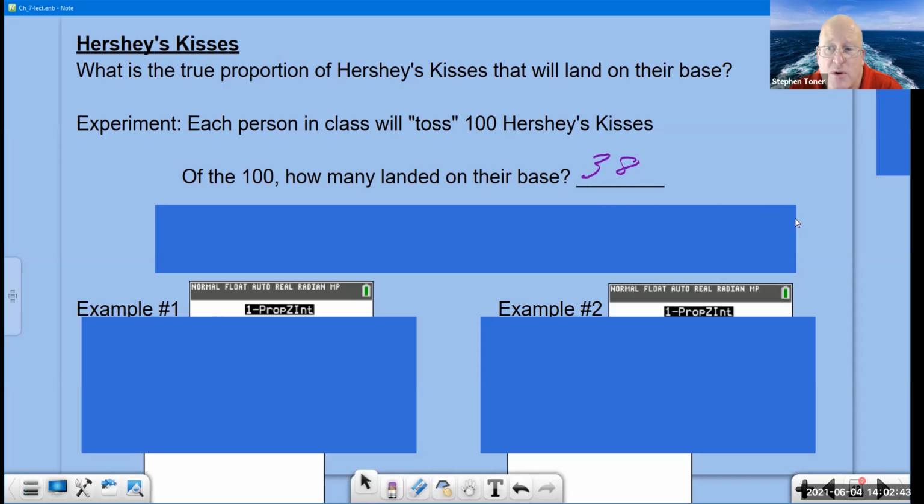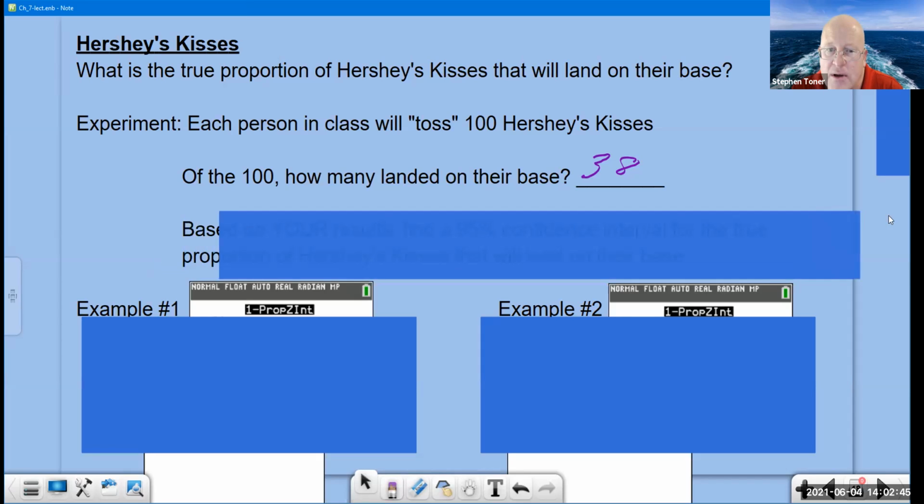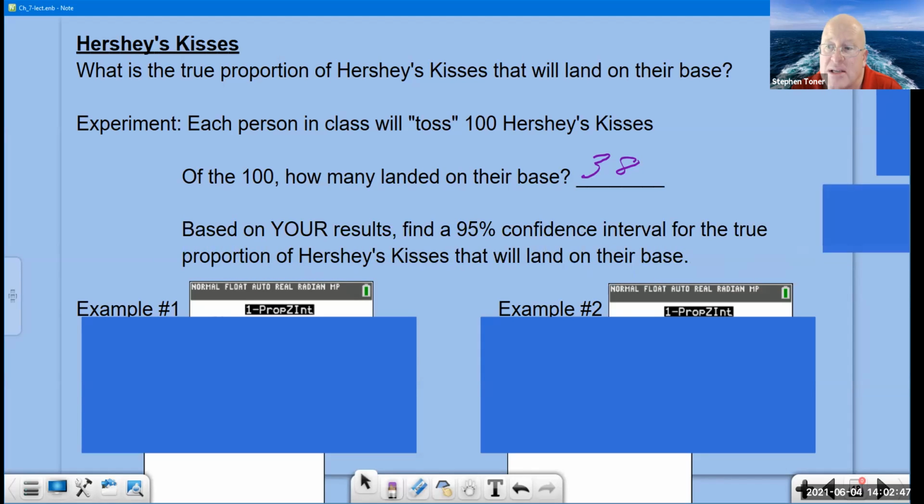So after everyone's done that, I then say, okay, now based on your results, I want you to find a 95% confidence interval for the true proportion of Hershey's Kisses that will land on the base. You don't know what the true proportion is. This is an unknown, uncharted territory here.